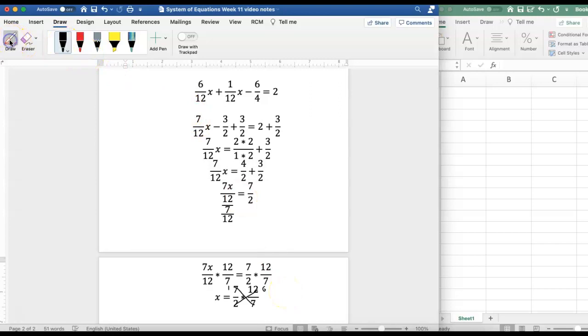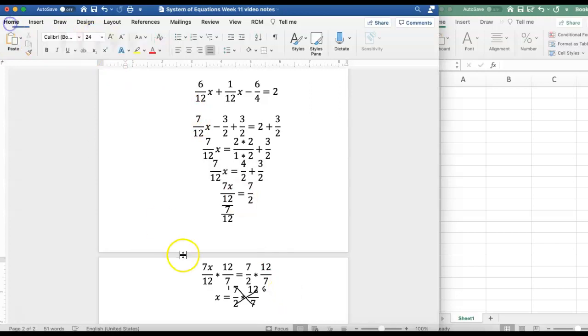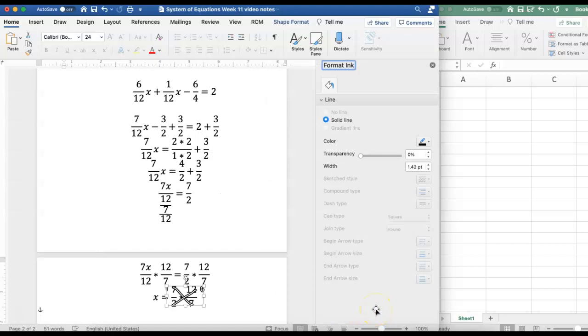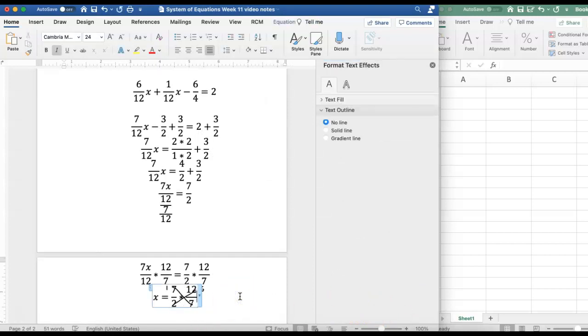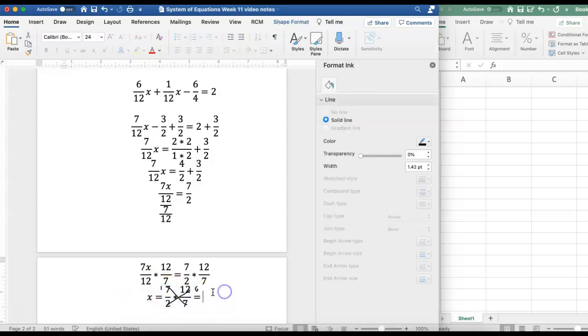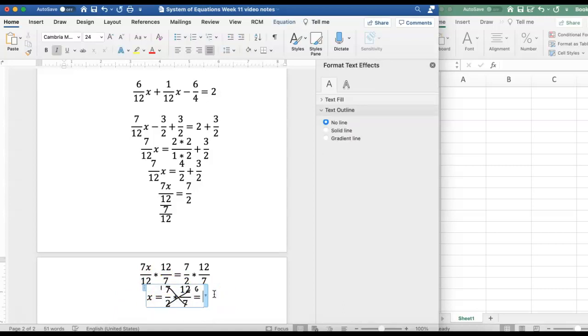Now that I have, oops, I need an equal sign in there, equals. Okay, so now that I have those divided out, 7 divided by 7 gives me 1, and 12 divided by 2 gives me 6. I'm left with 1 times 6, which is just 6. And that is the answer for x. I'm going to highlight that so that we don't lose it.